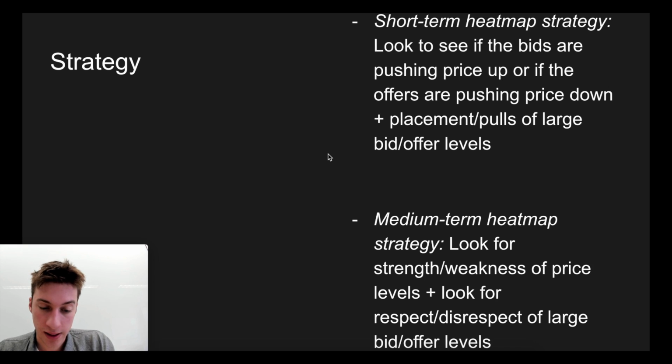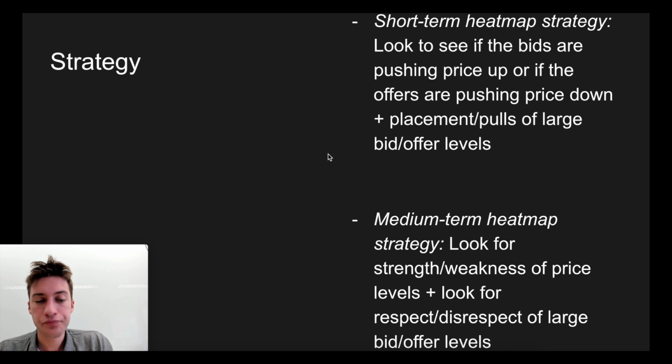That would look like price is at 5,050. There are many bids around 5,000. Price never even dips down to 5,000 because there's so much demand that price isn't even able to drop. And with that demand, price rises. So that's really what you're going to be looking for with profitable medium-term heat map strategy. You want to find which levels are really strong, which levels are probably going to be broken through by market orders.